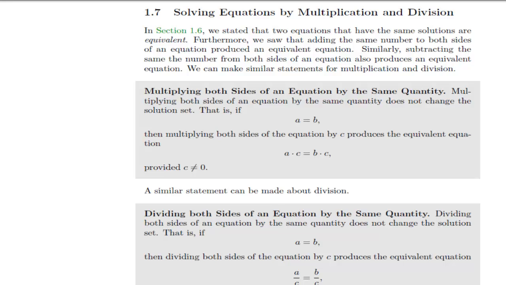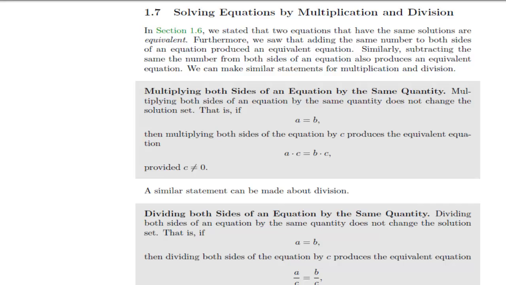Furthermore, we saw that adding the same number to both sides of an equation produces an equivalent equation. Similarly, subtracting the same number from both sides of an equation also produces an equivalent equation. We can make similar statements for multiplication and division. Multiplying both sides of an equation by the same quantity does not change the solution set.